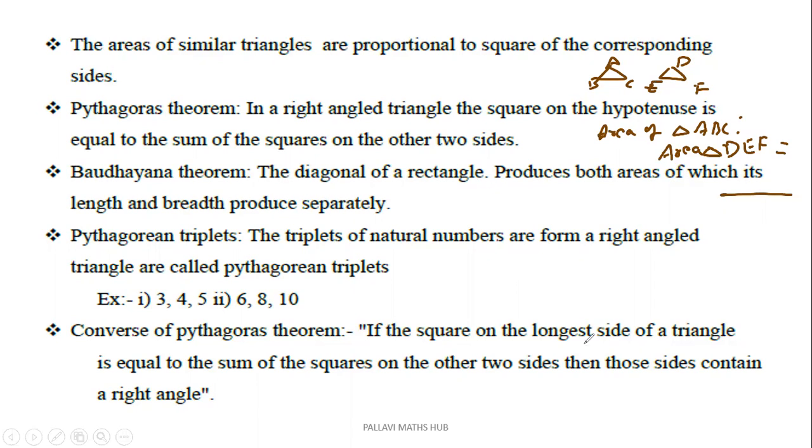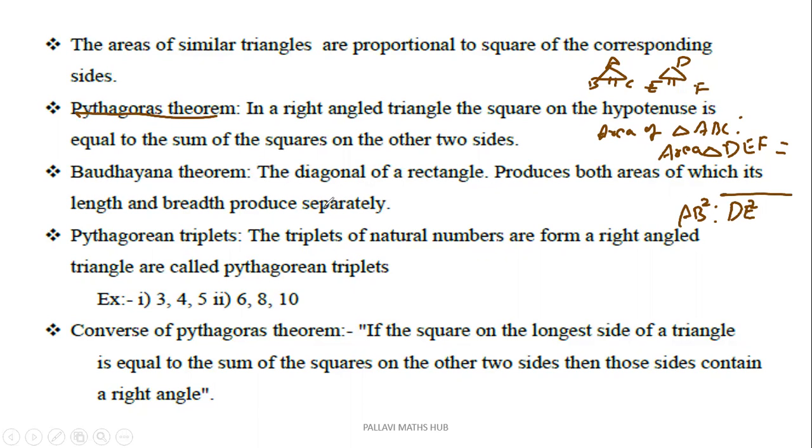Means AB square is to DE square, or else BC square is to EF square. Similarly, AC square by DF square. Even if they give some values and ask you to find the corresponding sides, like EF, you can directly use this formula and substitute the values, and you will get the answer.